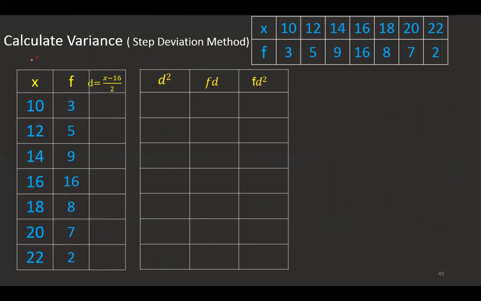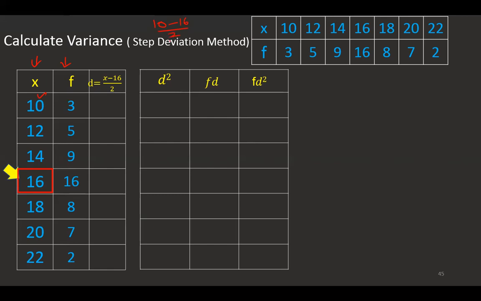The similar way, x I'm writing, f I'm writing. The only point what I'm doing here is I am going to take 16 this time. For clarity, you can take 14 also. I'm going to take 16 as my assumed mean. So this formula I'm going to calculate here. I'll write it on the top. Now, what is my x value? X value is 10 here. 16 I'm subtracting, divided by 2.